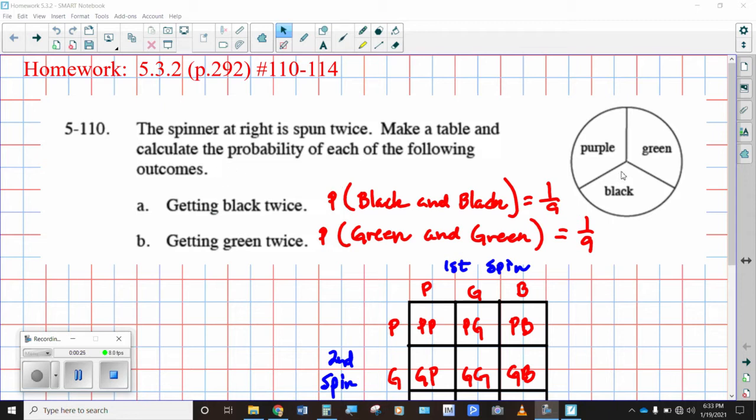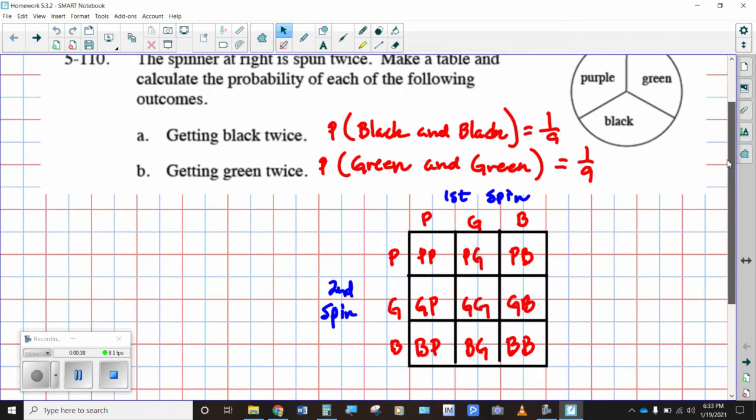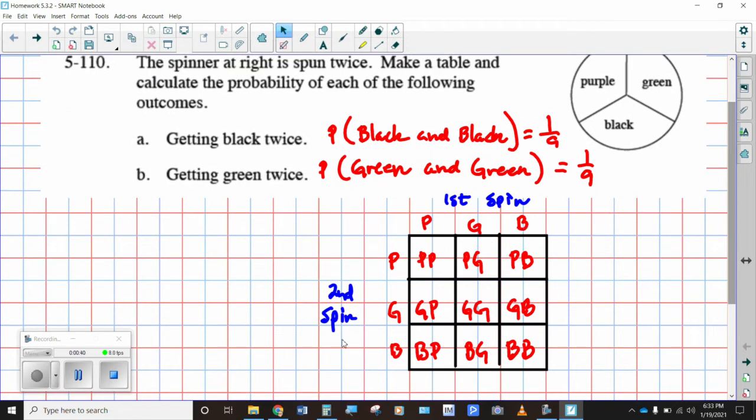Getting a black twice. So it would have to be black and black, right? If you set up the table, your first event is listed across the top. The first spin, you could get either purple, green, or black. The second event is the second spin, which you could also get purple, green, or black. So there's a total of 9 possible combinations. How many of those are black and then black again? That would only be one of them.